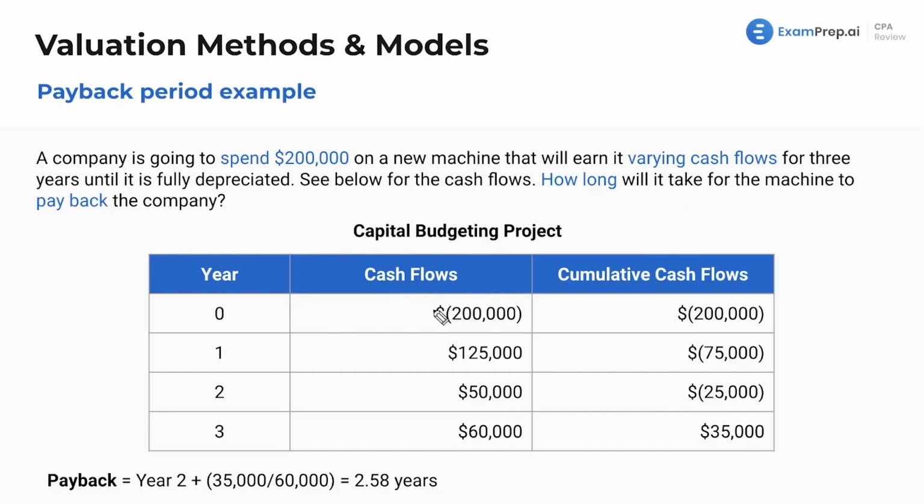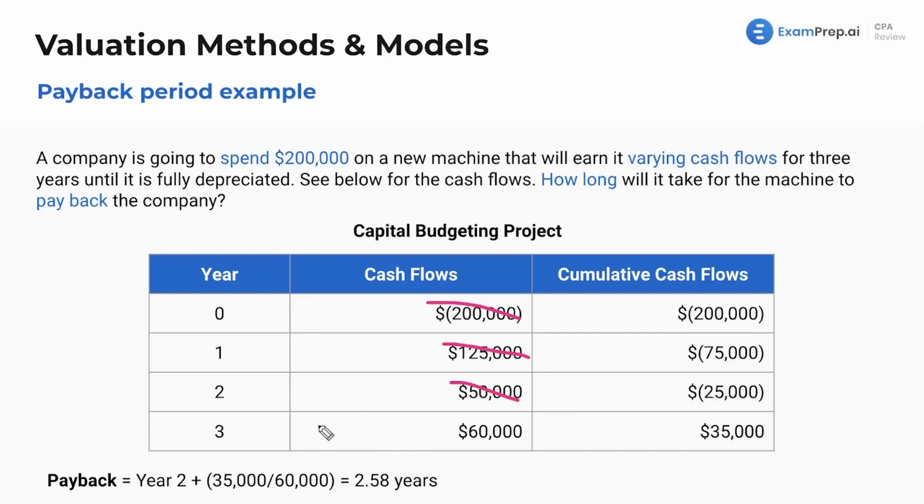Okay, well, we spent 200. Then in year 1, we still haven't made our money back, so we know it's at least going to be 1 year, right? So we took this into account, and now we're only down 75. Year 2, we're still not at break even yet, so we know it's going to be at least 2 years now. That brings us to only negative $25,000 of cash flows.